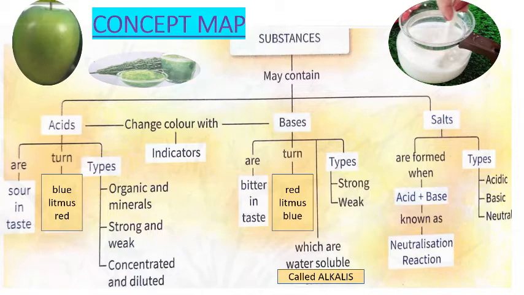The sourness or bitterness in substances is due to the presence of acid or base in them. But it is not always possible and safe to know about the acidic or basic nature of substances by tasting them. So what do we use? We use indicators to know whether the given substance is acid or base. When acid and base react, they form salt, and this reaction is called neutralization reaction. So students, in this chapter we will learn about acids, bases, salts, indicators and the neutralization reaction.